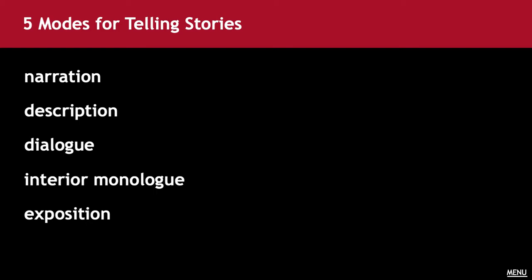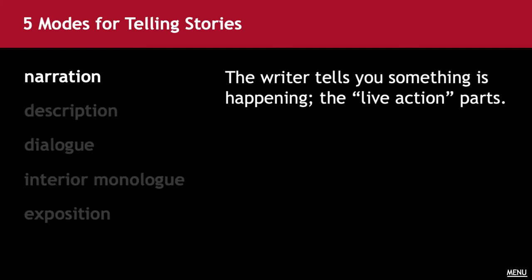And this includes narration, description, dialogue, interior monologue, and exposition. And usually all of the 5 of these are in one story at a given time, but they're usually all mixed up together. So the first one would be narration, and this is when the writer tells you something is happening. So these are like the live action parts of a story where we can actually picture characters doing things.